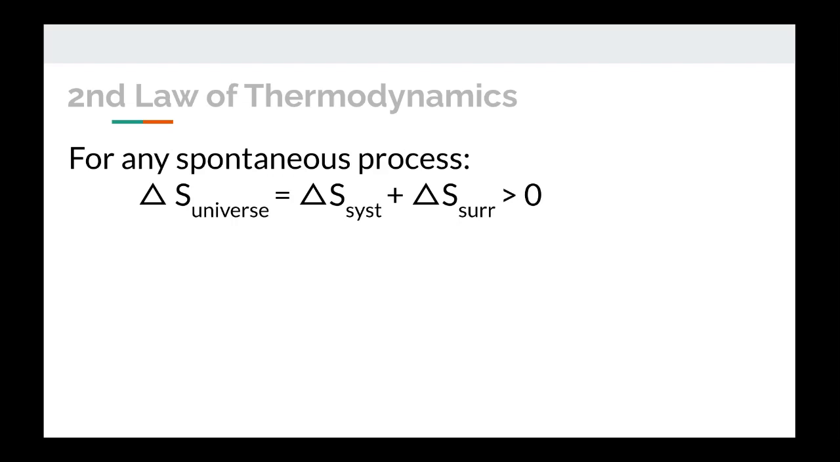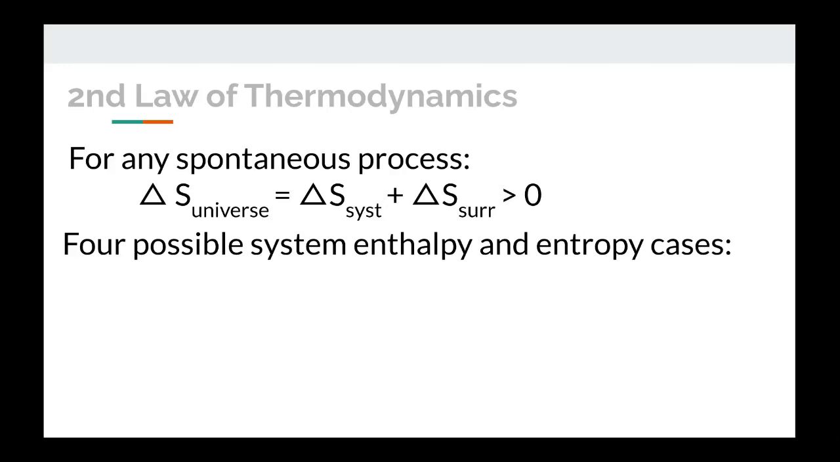has to be positive, which means that the sum of the entropy change for the system and the entropy change for the surroundings has to be positive. There are four possible system enthalpy and entropy cases that could exist.